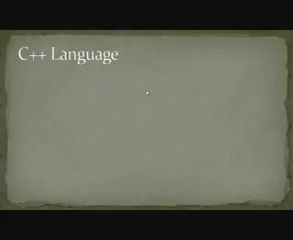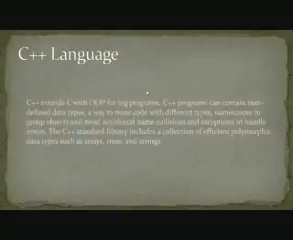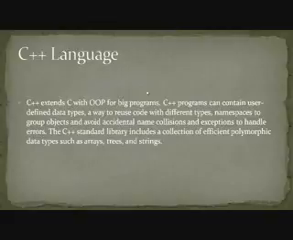C++ language. C++ extends C with OOP for big programs. C++ programs can contain user-defined data types, a way to reuse code with different types, namespaces to group objects and avoid accidental name collisions, and exceptions to handle errors. The C++ standard library includes a collection of efficient polymorphic data types such as arrays, trees, and strings.